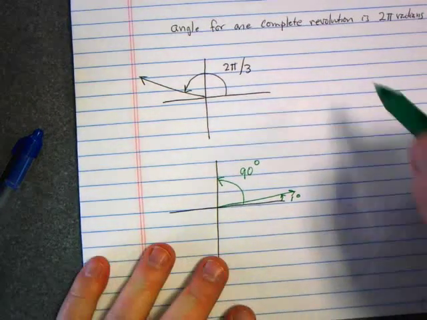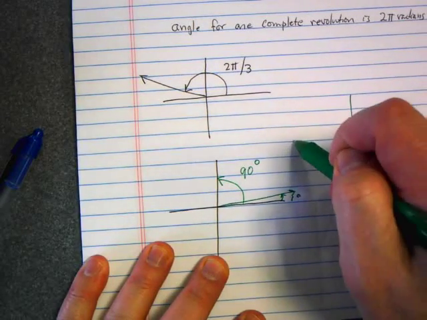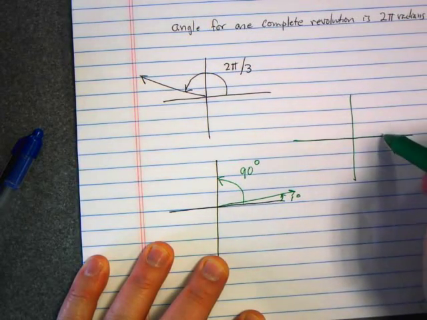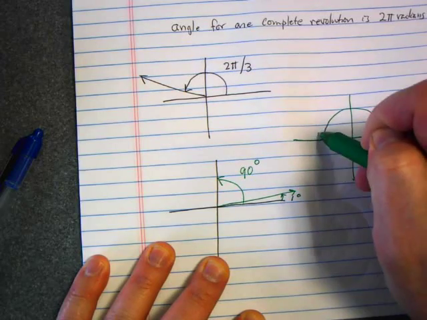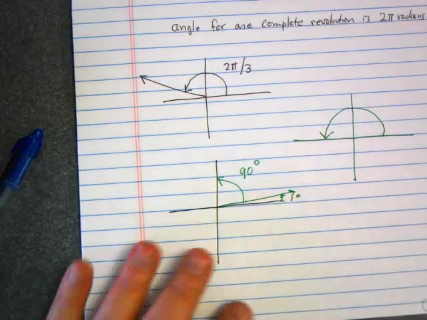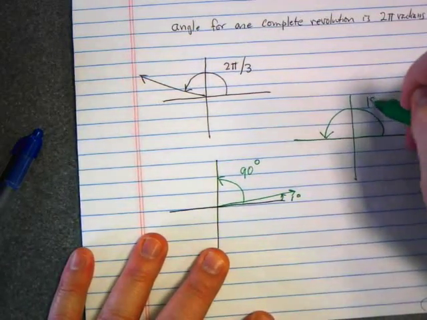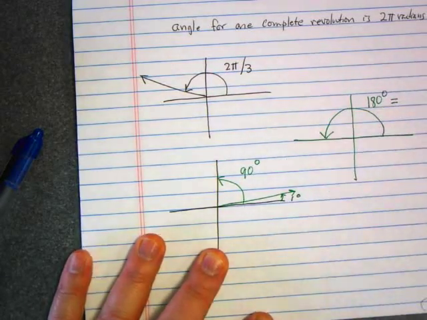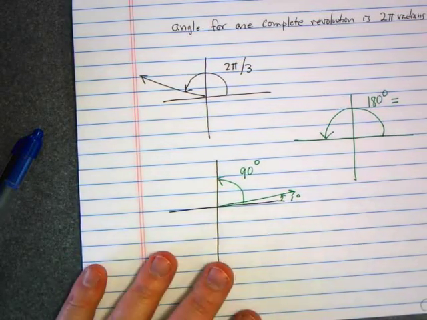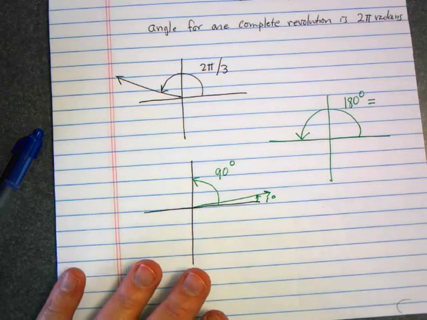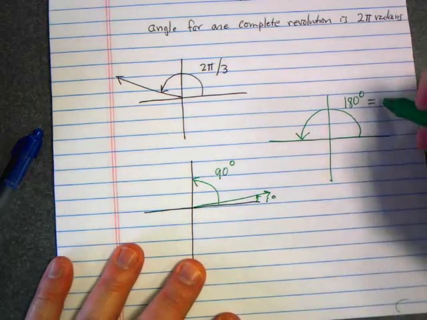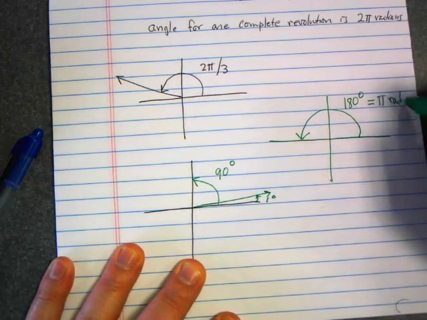All right, and then something important that we will use here in a few minutes. That angle right there, that's 180 degrees. What is it in radians? Pi, because it's halfway around the circle. The arc length would be pi. That's pi radians.